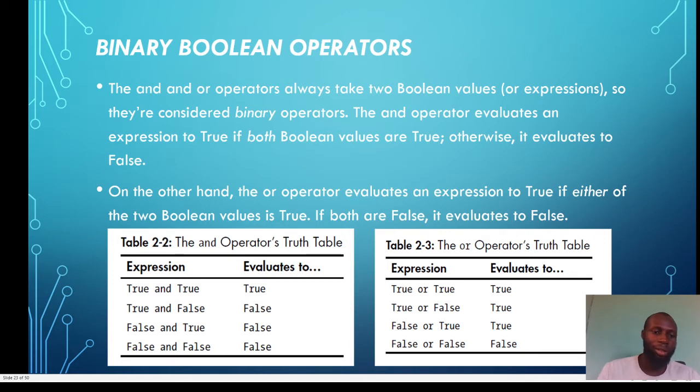You can see on our table the truth table for the AND operator. It is only true when the two values are true. So true and true gives us true and the rest give us false. On the OR operator, it is only false when the two are false and the rest are true, when either of the two are true.